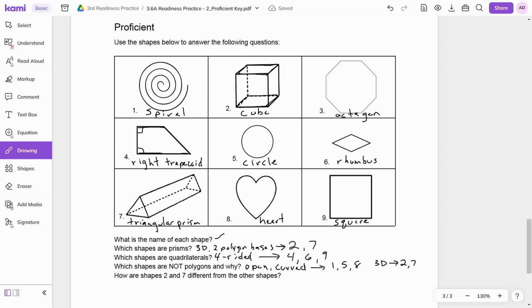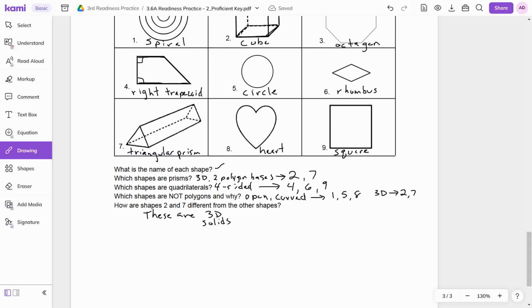How are these different from the other shapes? You can say several things. You can say they are 3D. You can say they are solids. You could say even they are prisms. Either one of those would work. So your answers might vary on that one.